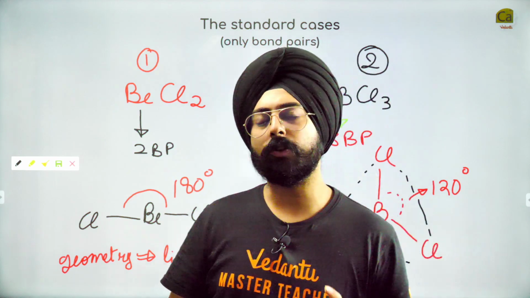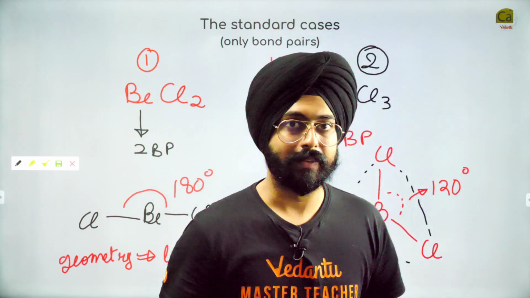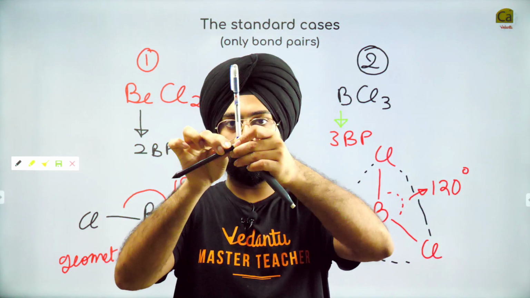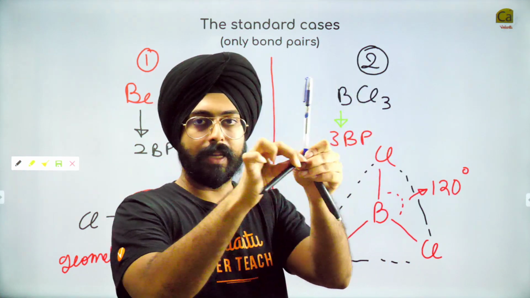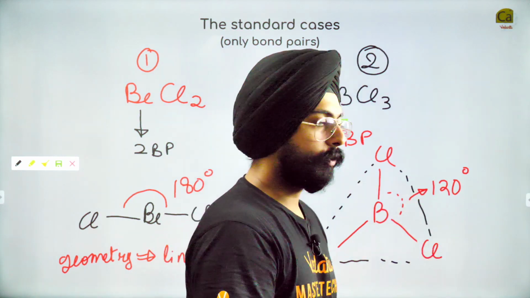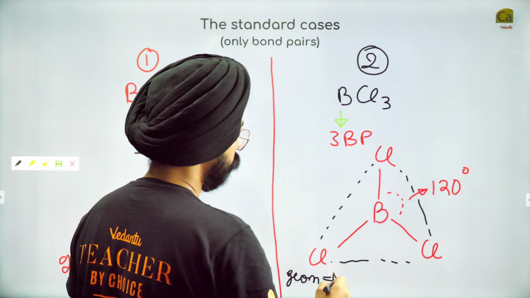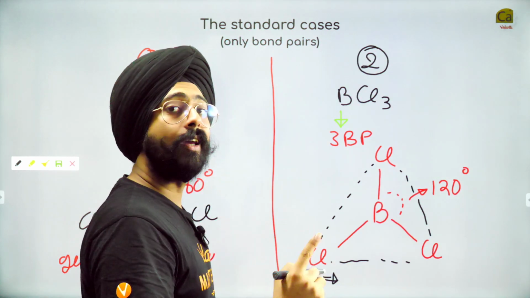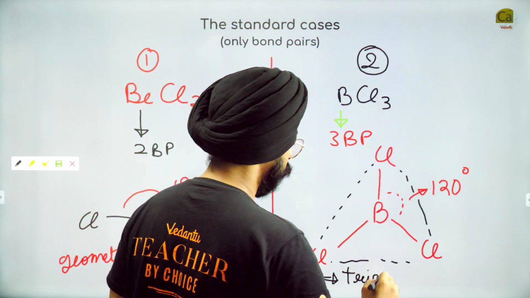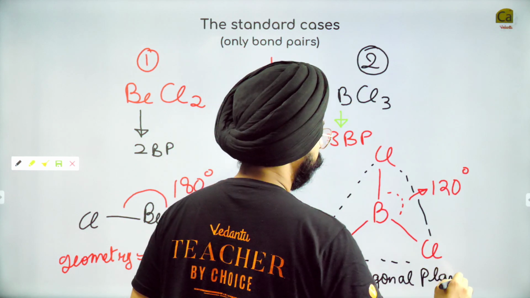Also, do you realize that all of these atoms are in the same plane? Even though the world is 3D, in this particular case, all the atoms exist in one plane. दिख रहा है, बिल्कुल एक ही plane में है ये. So this type of a geometry, I'll just write geometry. This type of a geometry is called trigonal planar. Please write this down. This is known as trigonal planar geometry.